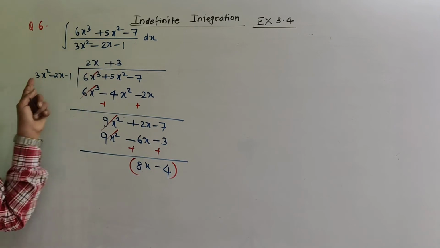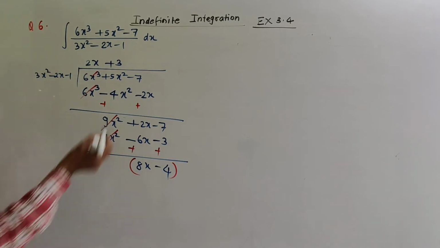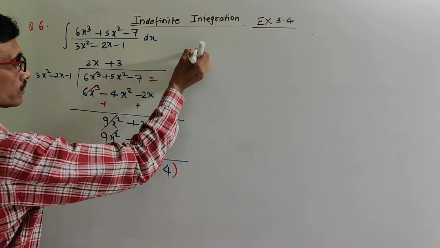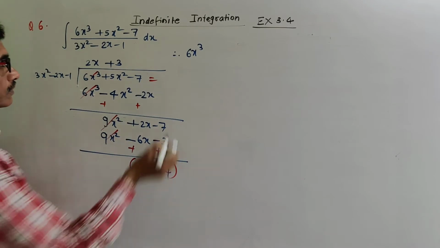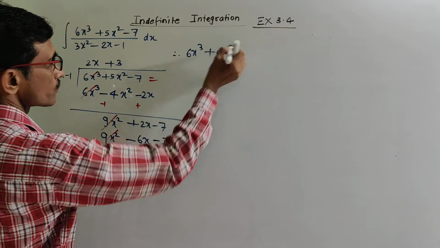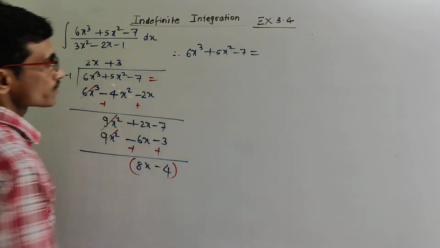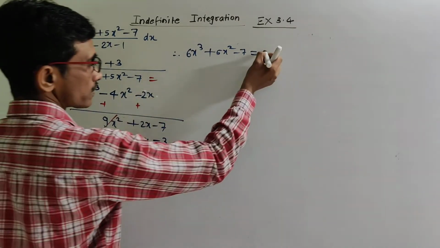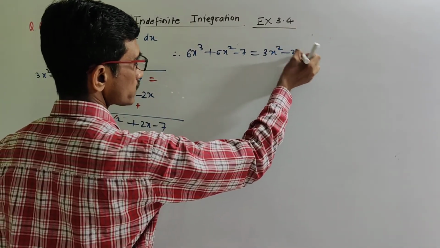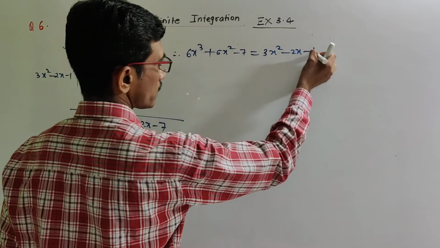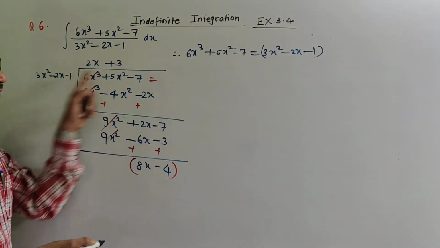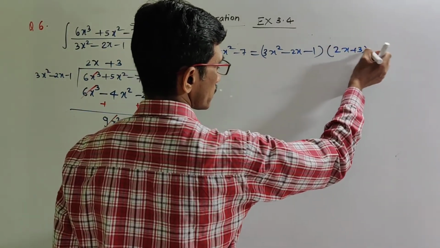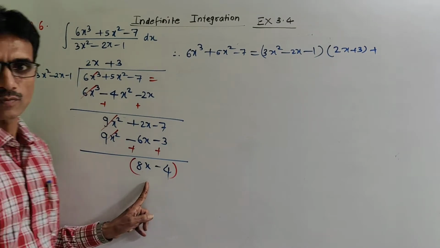This is quotient, this is divisor. So that we can express this polynomial as 6x cube plus 5x square minus 7 we can express as 3x square minus 2x minus 1 into, this is divisor into quotient. Quotient is 2x plus 3 plus remainder 8x minus 4.